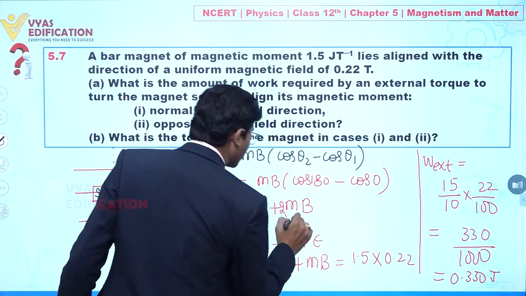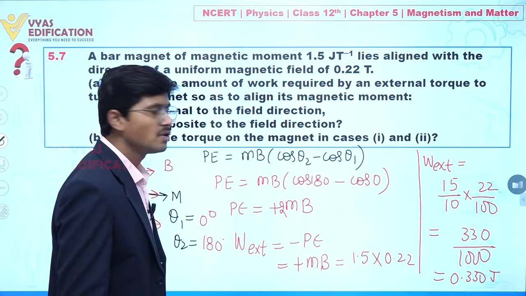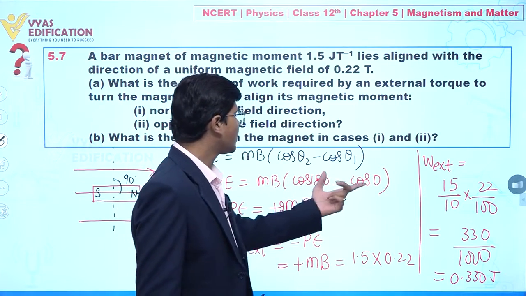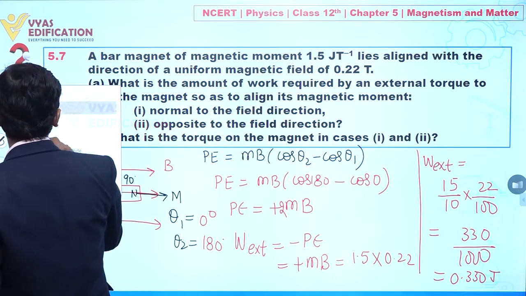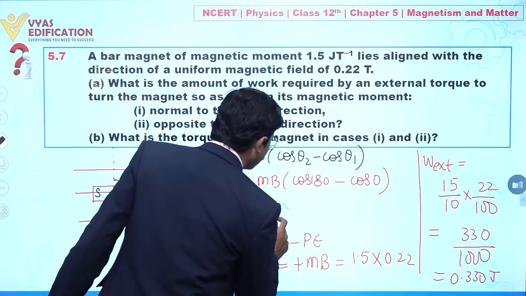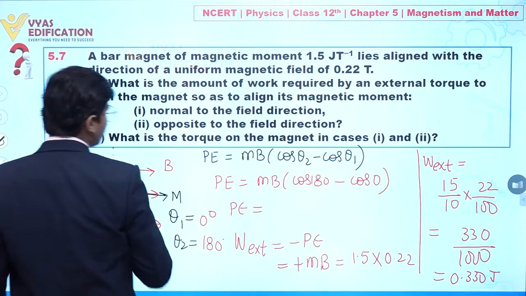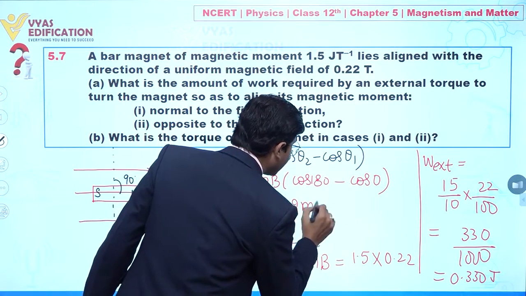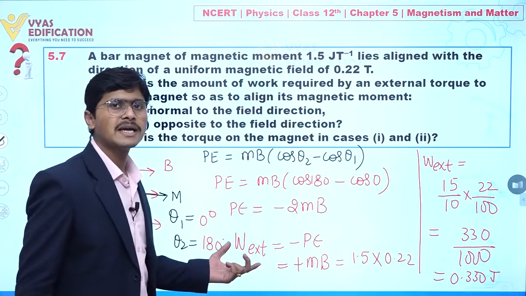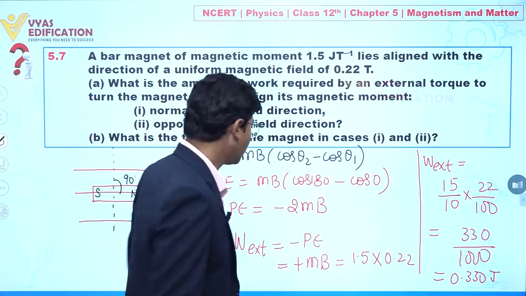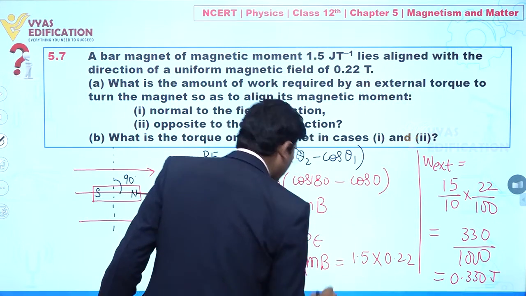This is plus twice of MB. Yes or no? This is minus 1 and minus 1. I can say this is minus of 2 MB. Clear? This one is minus 2 MB. Now we can write here external work done. This is equal to minus the change in potential energy. I can say that is plus twice of MB.